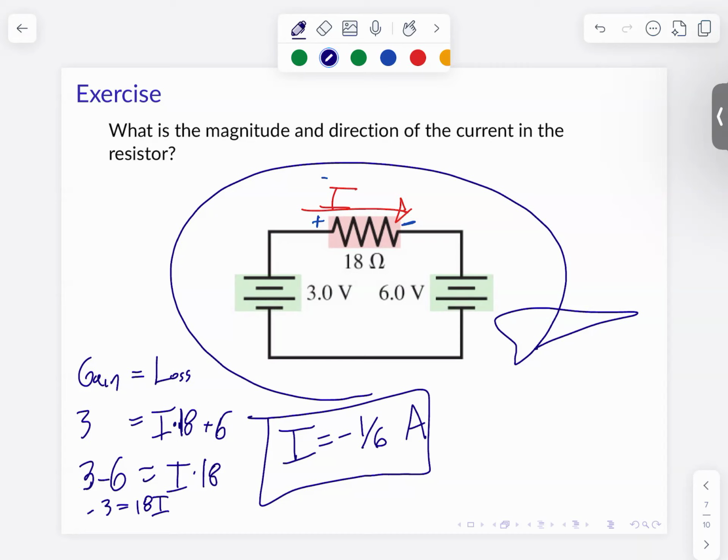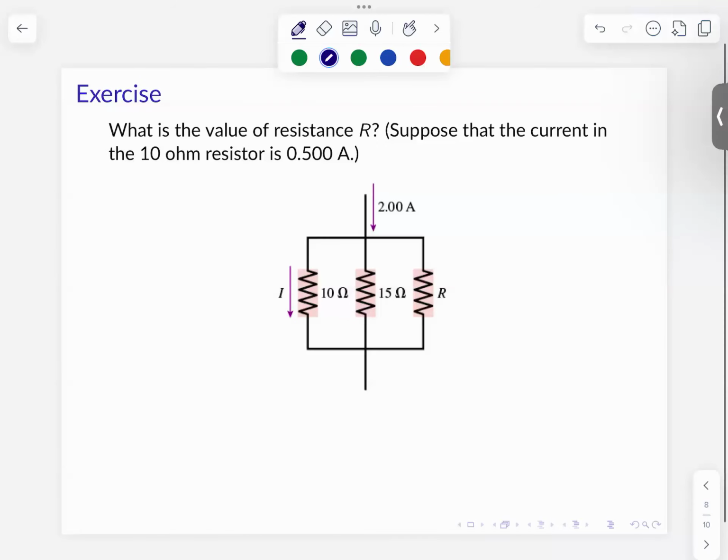Okay. I want to illustrate the node and the junction along. This time I'm not going to give you a complete circuit. I'm simply going to tell you that 2 amps flows into this harmony resistor combination. I'm going to tell you that half an amp is on the leftmost resistor. And I want you to find the resistance of the unknown resistor.